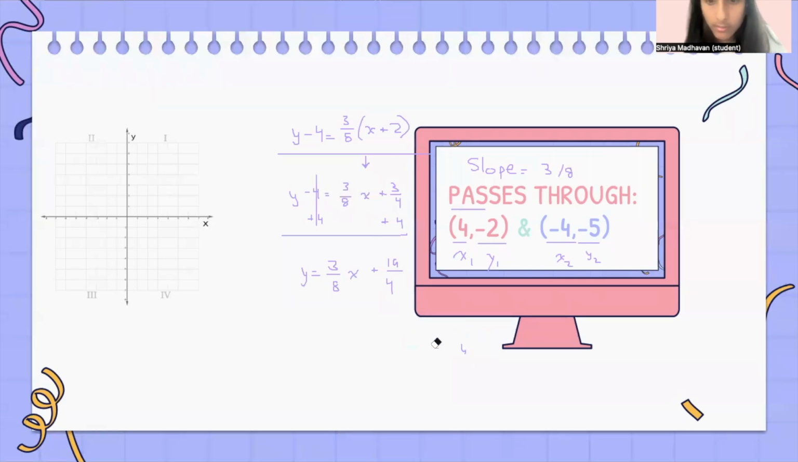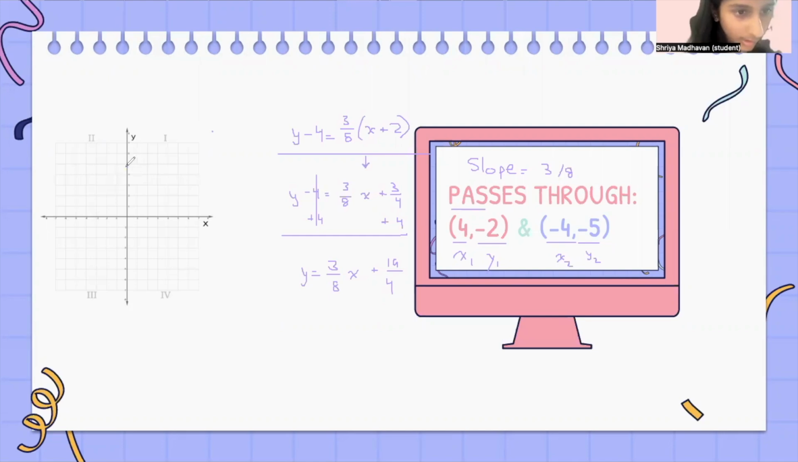And let's just quickly draw that. So 19 divided by 4 is approximately equal to 4.75. Yeah. So 4.75 would be right here, I think. Yeah, right there. And then now we're going to rise by 3 and move to the left by 8. So we're going to rise by 1, 2, 3, and we're going to move to the left by 8. So about right here.